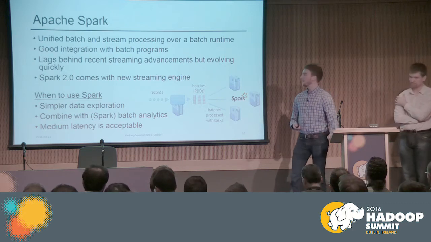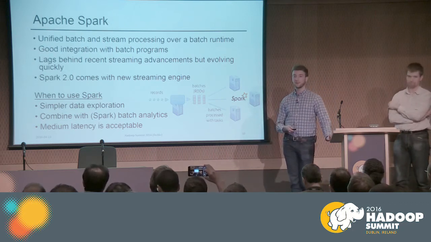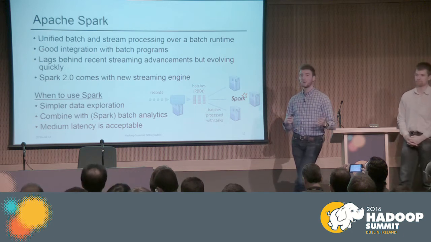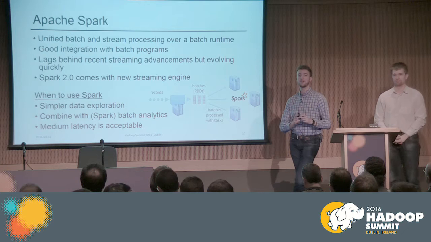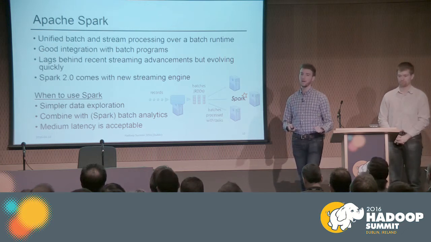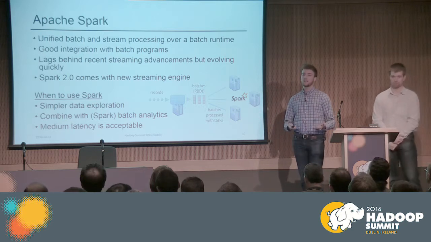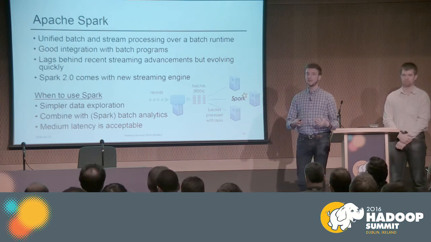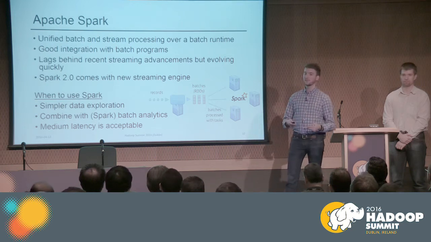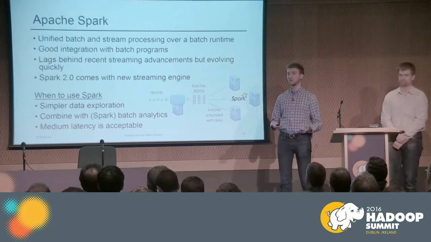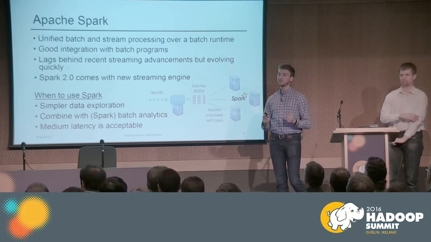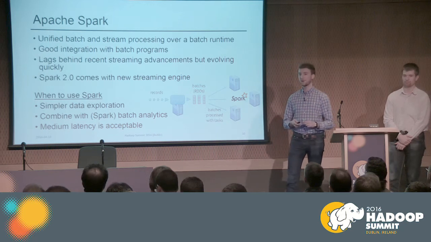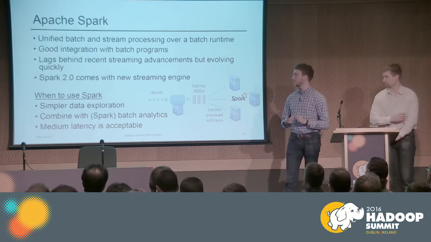Next system is Apache Spark, or Spark Streaming. Spark takes a radically different approach to stream processing than all the other systems that we're going to talk about today. Spark does unified batch and stream processing over a batch runtime by creating small batches of data from the stream, called microbatches, and then scheduling short-lived batch jobs on them. While this provides good integration with batch programs, it suffers a little bit on the streaming semantic side. In the last year, there has been a lot of advancements in the streaming APIs for expressing complex state and windowing logic. And due to the non-streaming runtime, Spark is struggling to keep up with the streaming advancements. But of course, the Spark guys are working hard on making these things work there as well. But it's much harder for them.